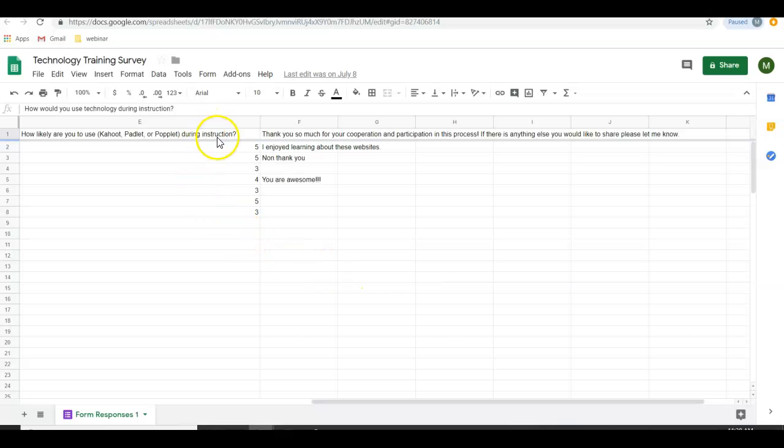I also asked on a scale of 1 to 5 how likely they were to use Kahoot, Padlet, and Poplet during instruction. 1 being not at all, 5 being as much as possible. About half had 4s or 5s, so they wanted to use it as much as they could, and a few of them had 3s, so kind of middle of the road some of the time, but I feel like they want some more training and more practice with these tools before they feel completely comfortable.